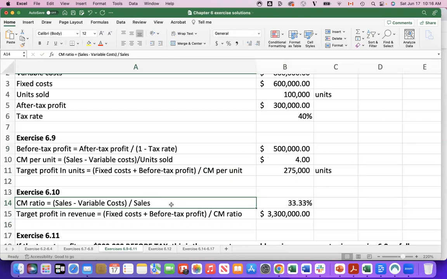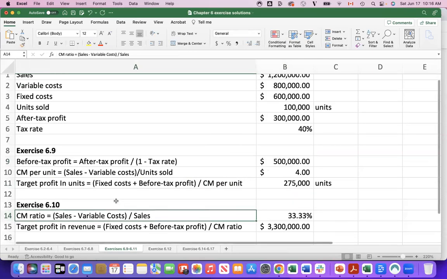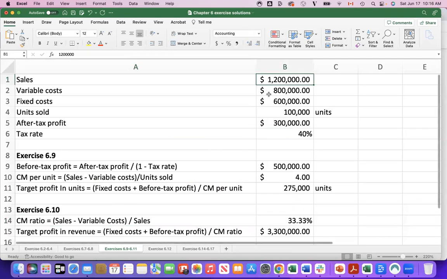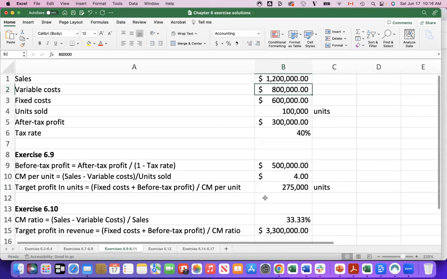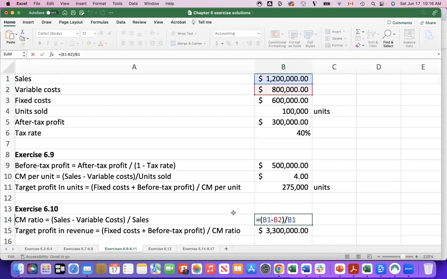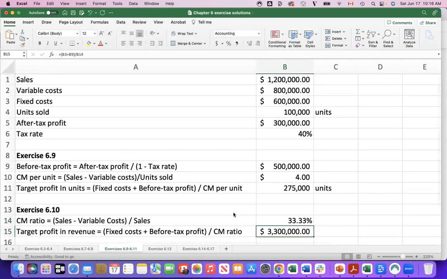Our formula for contribution margin ratio: the numerator is sales minus variable costs, which is again the 1.2 million of sales minus variable costs of 800,000, and we divide that by the sales of 1.2 million. You can see the formula there. We get a contribution margin ratio of 1/3, or 33.33% repeating.